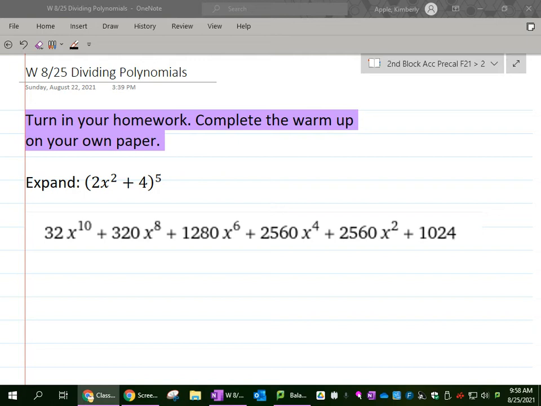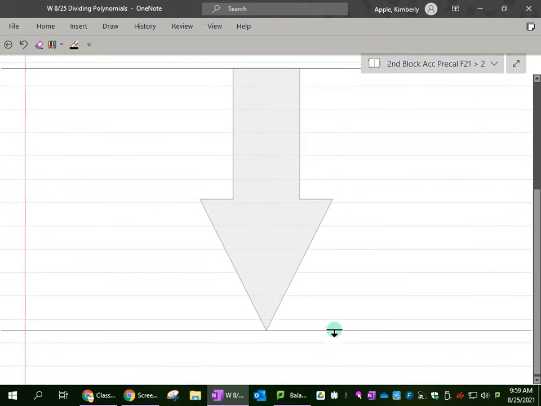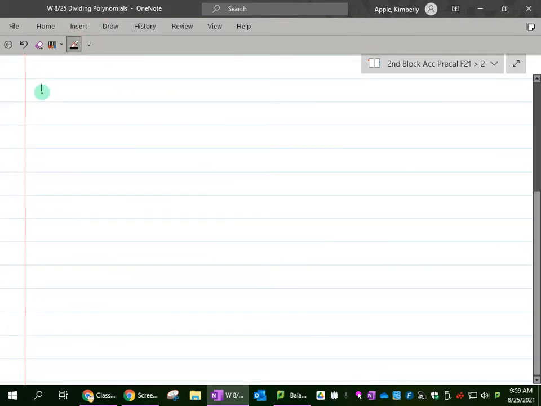All right. So if you'd like to put a title on your notes, that's fine. The title today will be Dividing Polynomials. Today we will be dividing polynomials. And just a disclaimer while you're getting ready to start.